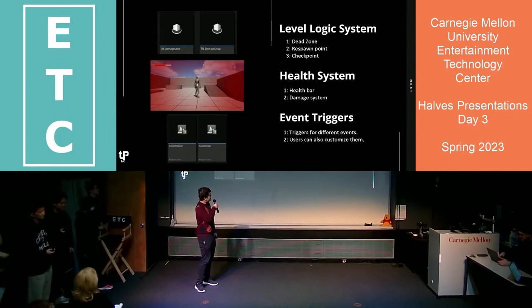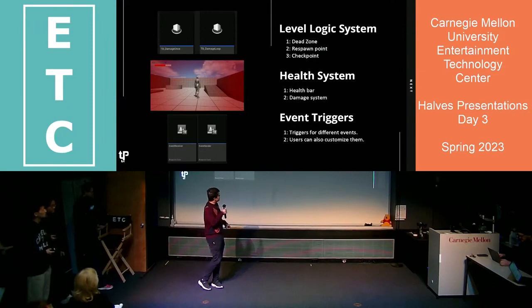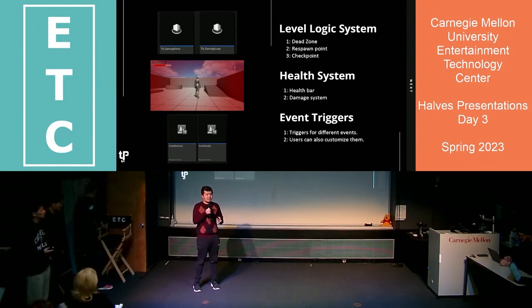And we also made a health system. Basically, it has a health bar for the character and a damage system that will manipulate all damage from the environment. This system can help the level designers control the difficulty of their levels. Event triggers are another key element in level design. We have made many functional assets like doors and buttons with event triggers embedded, but we also give the level designers the ability to create their own events by simply changing some attributes.